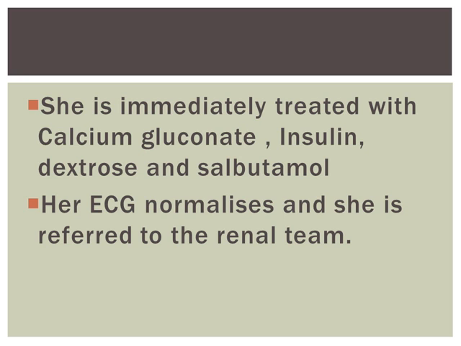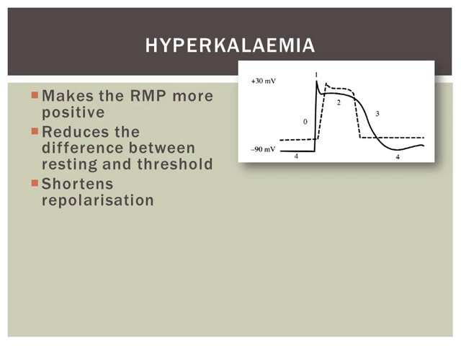So you immediately treat the patient with calcium gluconate, insulin dextrose and salbutamol. The ECG normalizes and she's referred on to the renal team. So this is hyperkalemia. How does hyperkalemia work to make a broad complex rhythm?